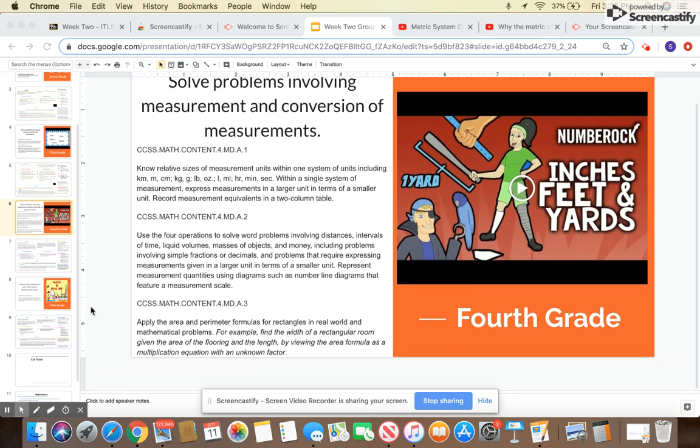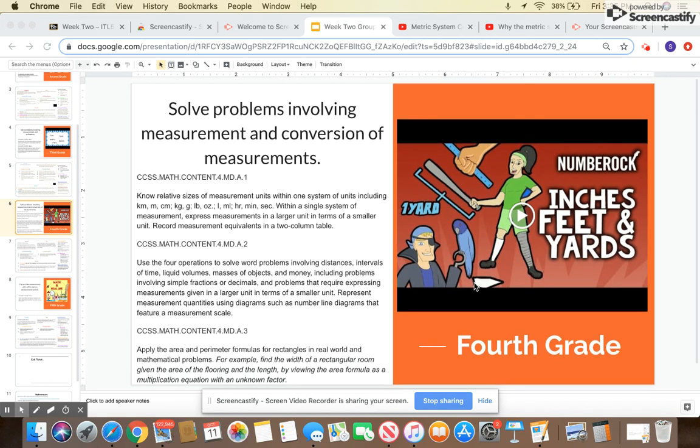The second part of the standard builds off of that one into then the students being able to solve word problems for systems such as this and being able to convert them into larger or smaller units, but then further expressing their measurements into diagrams such as line diagrams or measurement scales. Then the students are finally at the third point where they are focusing on applying the area and perimeter formulas for real world math problems.